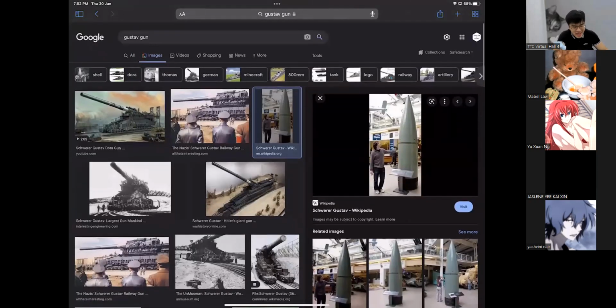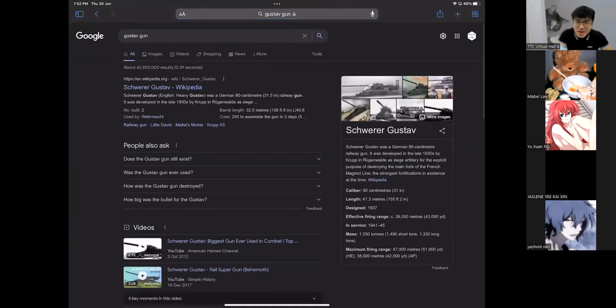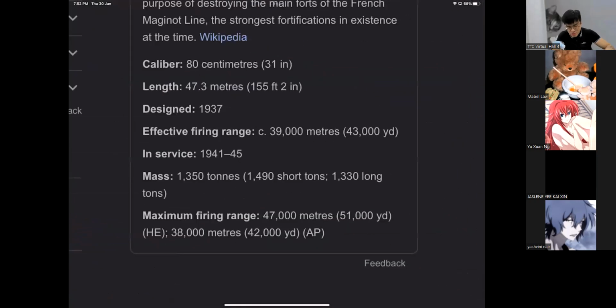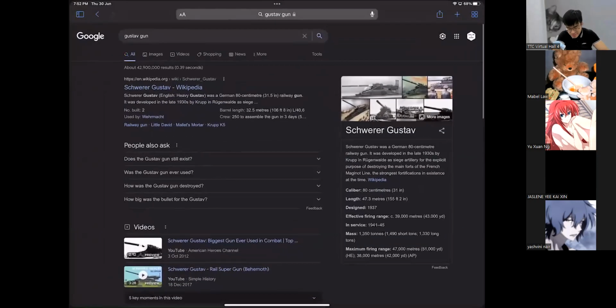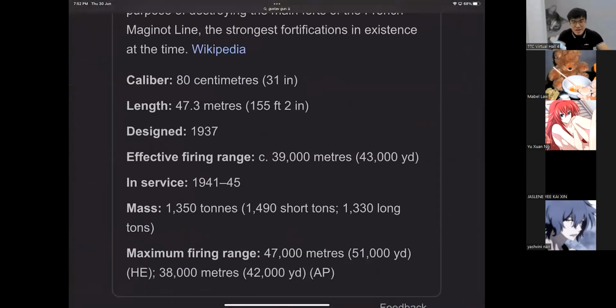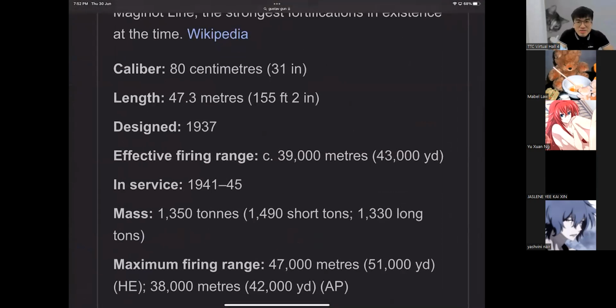And if you look at the stats, you know what's the firing range? You know how far this thing can shoot? This thing can shoot up to 39,000 meters. Effective firing range 39,000 meters. And for those of you who are good in maths, 39,000 meters is 39 kilometers.